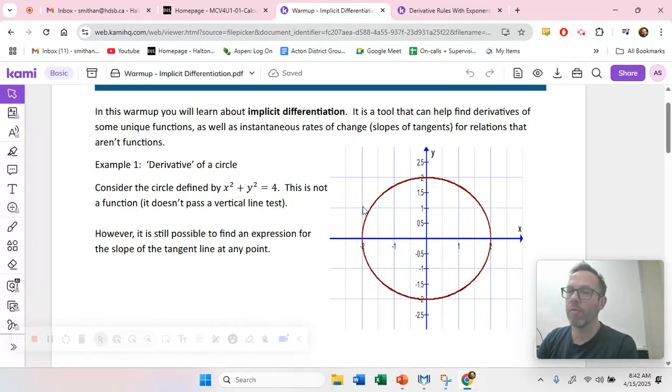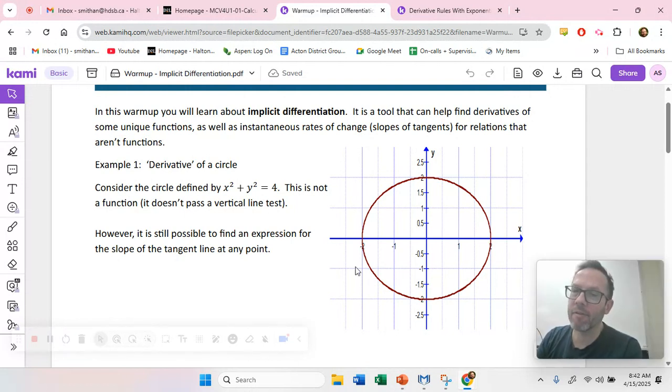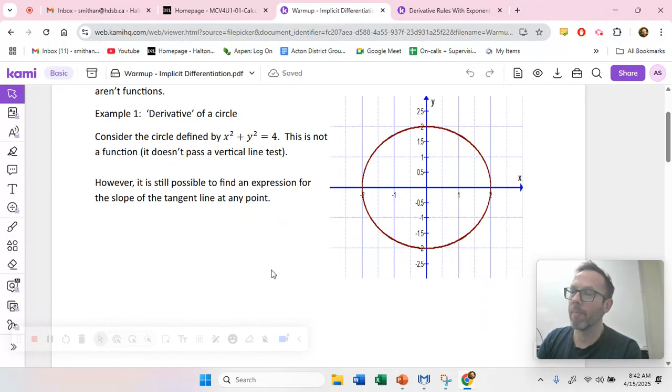So in our first example here, this circle is not a function. It does not pass the vertical line test. Between -2 and 2, if you plug in a value of x, you get two values of y. So it's not a function, so you can't say f of x equals, describe this circle, and take its derivative. But we can still get an expression for the slope of the tangent line at any point on that circle. And I will show you how.